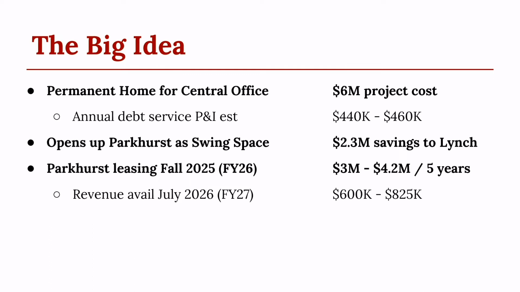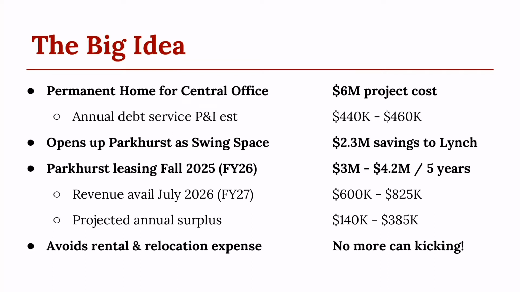The challenge, therefore, is how to bridge this gap in time until revenue is available from Parkhurst leasing to begin covering the debt service. Our understanding of market leasing rates today suggests an annual surplus of 6 figures once the debt service is covered, monies that could be set aside for ongoing renewal and replacement costs at Parkhurst, or perhaps flow directly to the Building Stabilization Fund under the control of the Capital Planning Committee. Finally, in securing a permanent home for central office, we avoid the short-term expenses and disruption of relocation and even rental, kicking the can no more.